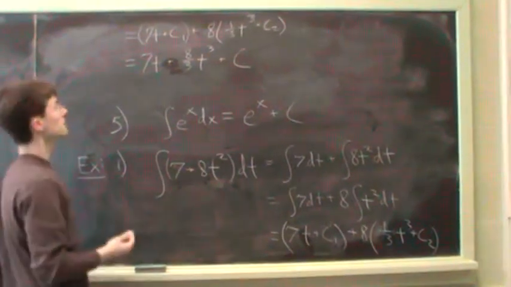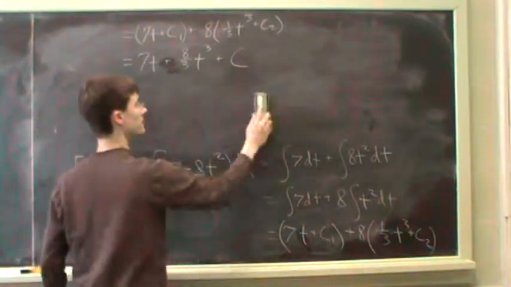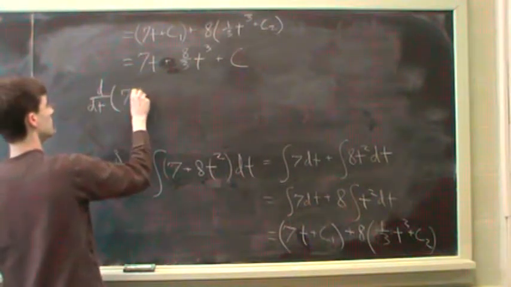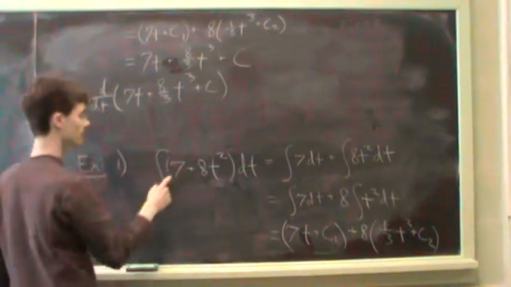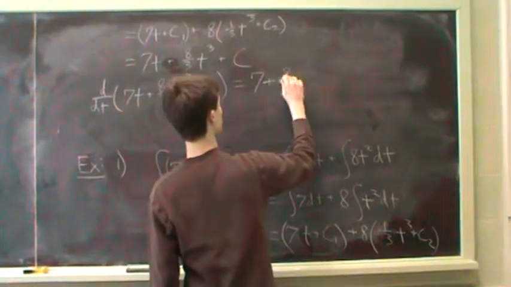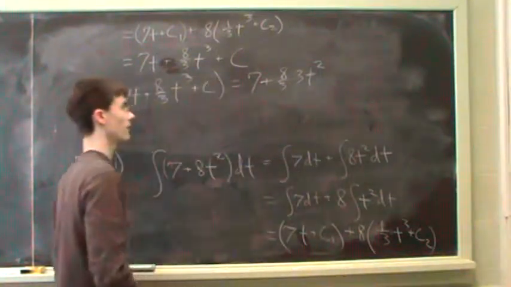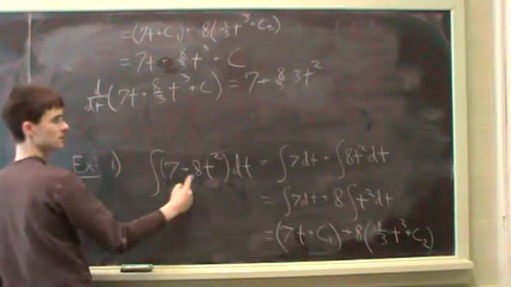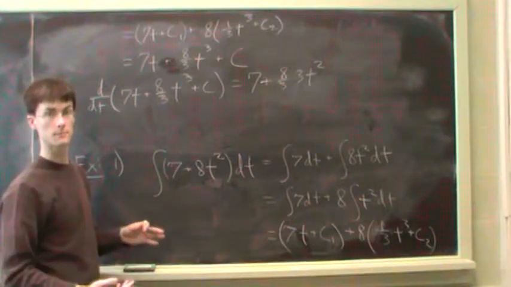And if we want to check that this answer is correct, we can just differentiate that with respect to t, and make sure that we get the integrand that we started with. And we'll just get 7 plus 8/3 times 3t squared plus 0. And algebraically, 8/3 times 3 will just be 8. So in fact, you do get the integrand back. So we have done this problem correctly.